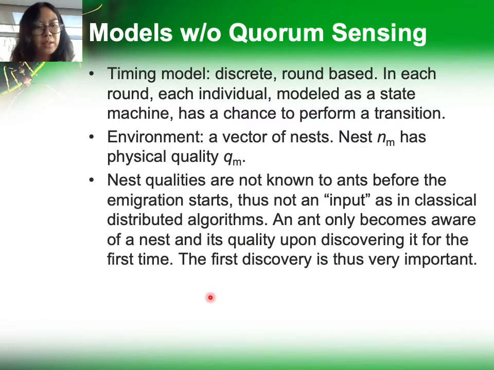One thing to note is that nest qualities are not known to ants before the emigration starts. Therefore, they're not an input, as in classical distributed algorithms. An ant only becomes aware of a nest and its quality upon discovering it for the first time. Therefore, the first discovery is generally quite important.